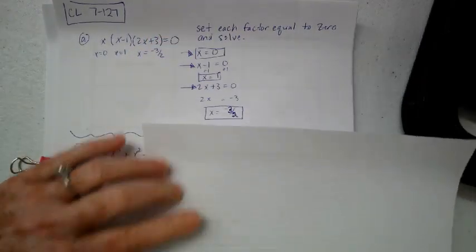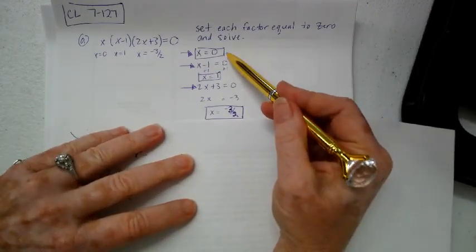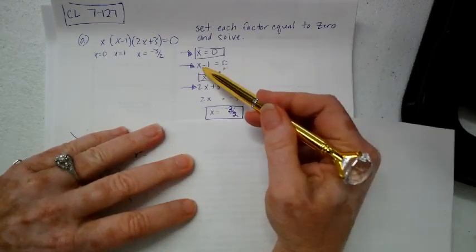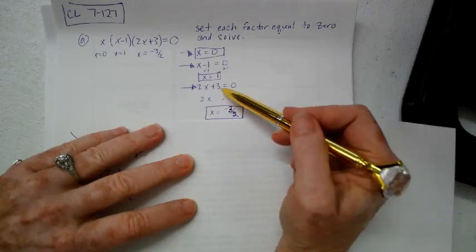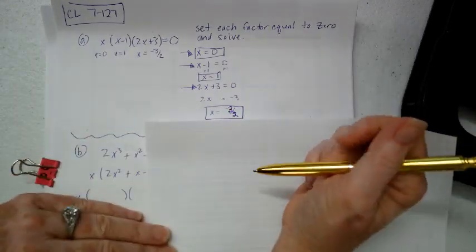But if you don't want to do it in your head, or if it's a more complicated problem, you just see how I set it equal to 0, set that one equal to 0, set that one equal to 0, and solve it, and you get your 3 answers.